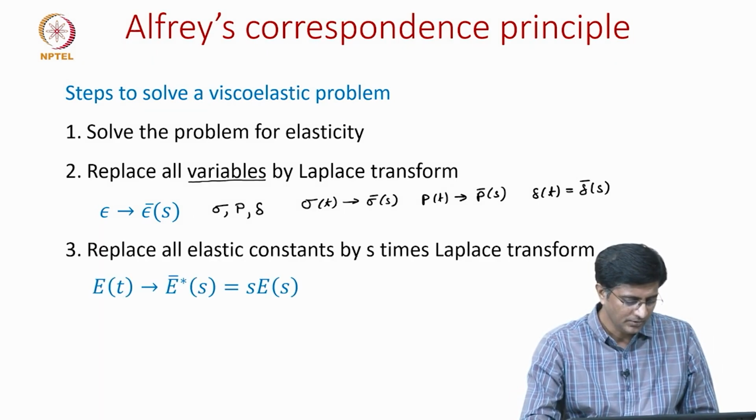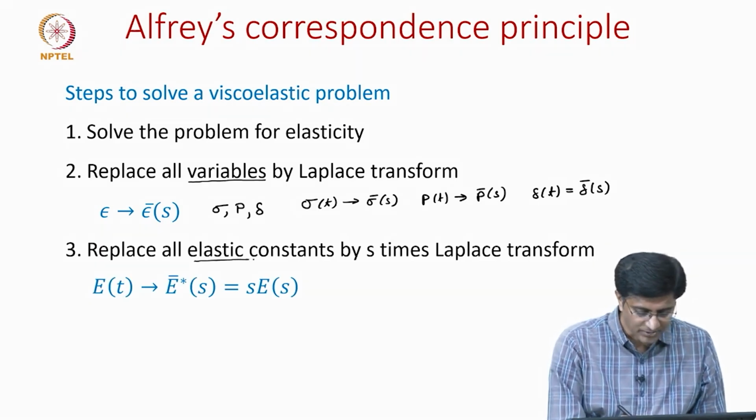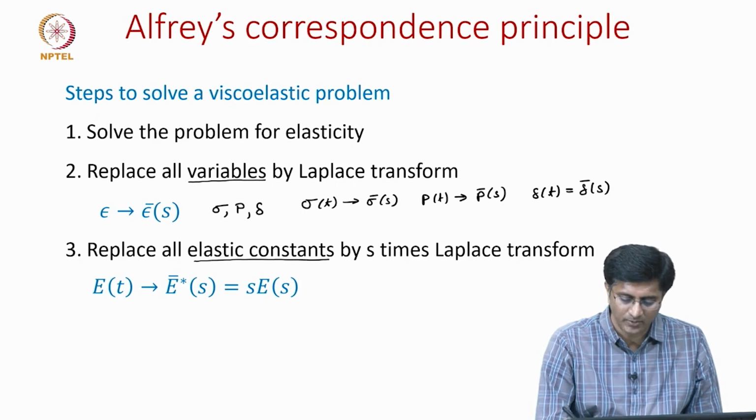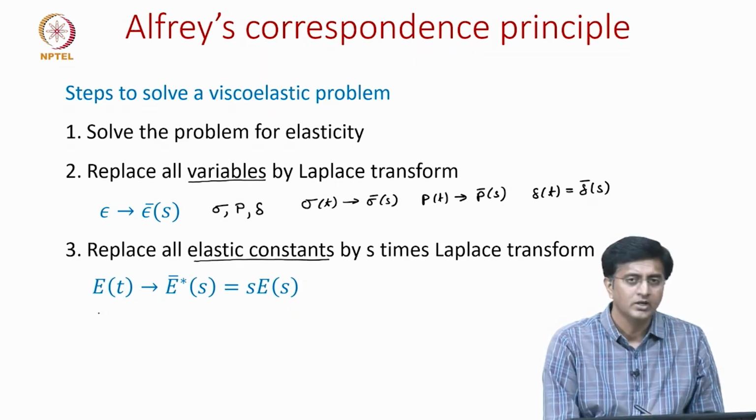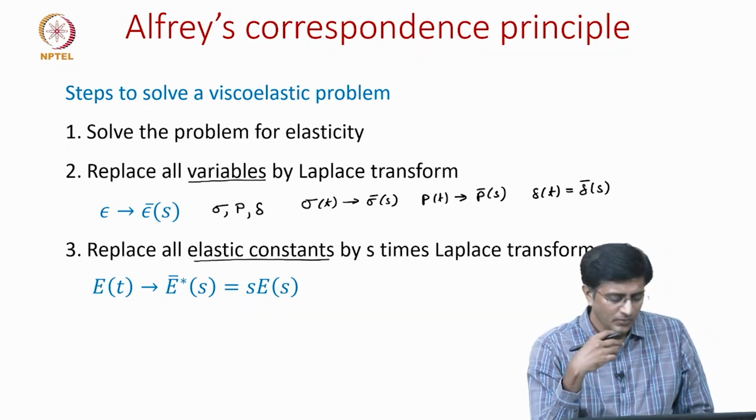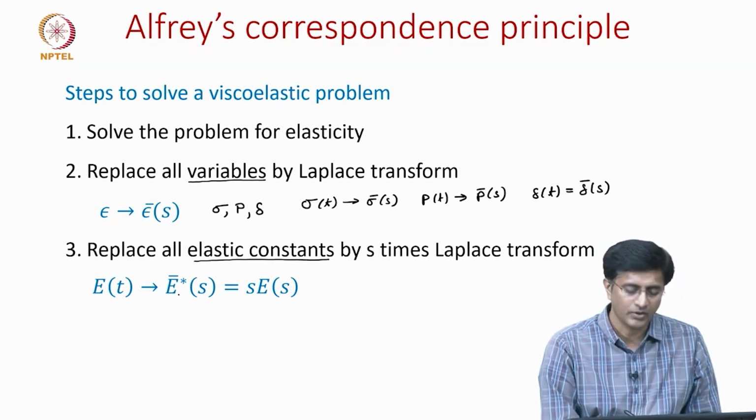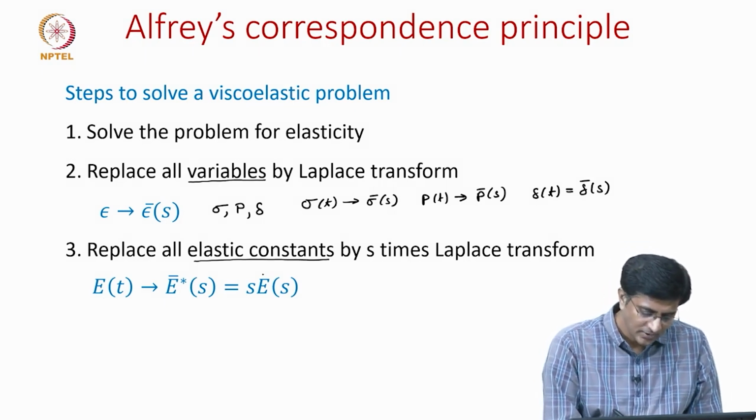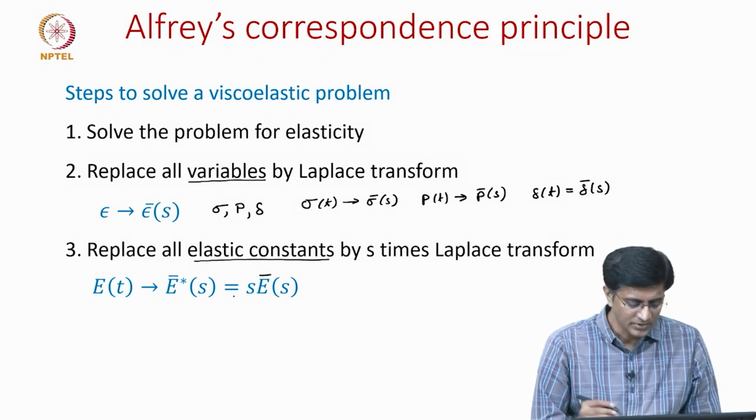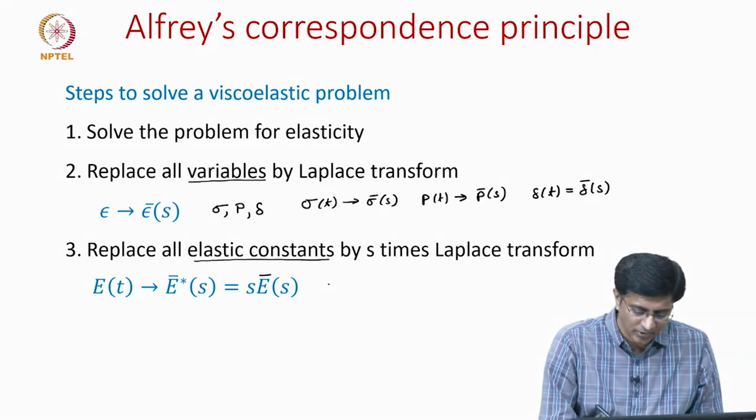In the third step, we now replace all elastic constants with s times the Laplace transform. So, here is one example, Young's modulus E is a material constant or an elastic constant. We will replace this with E star, but what is E star? E star is s times E of s. Similarly, what are the other elastic constants? We can think of Poisson ratio. So, Poisson ratio we will replace again with mu star of s, which is given as s times mu of s.